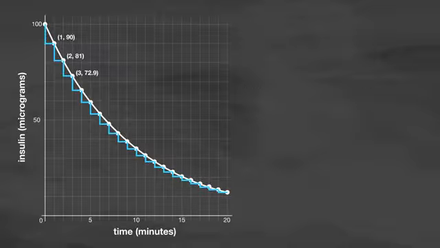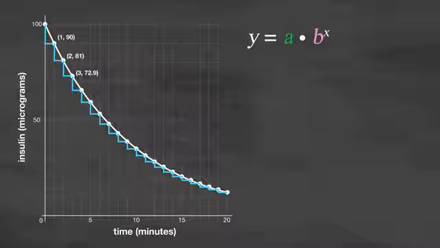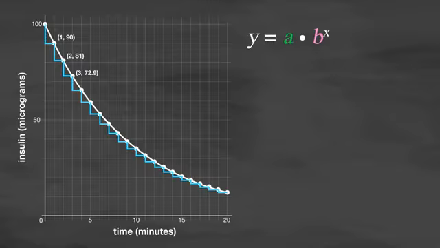Describe how you would find how many micrograms of insulin remain in his bloodstream after m minutes. To determine how many micrograms of insulin remain after m minutes, it's best to use the graph to write an equation. Because this is an exponential function, we can use the form y equals a times b to the x.